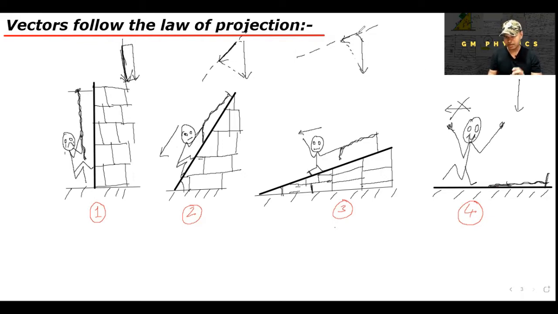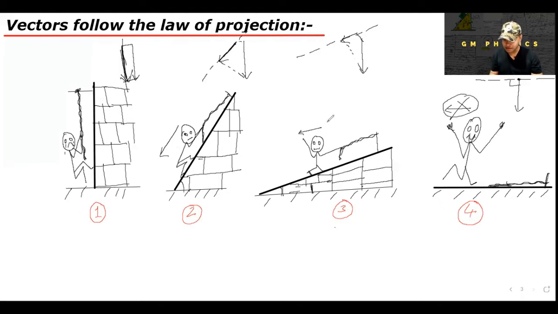So in case number 3, you get the image length is smaller, or you get the projection is smaller as compared to case number 2. In case number 4, if you see, the surface is parallel to the ground. It is making angle 90 degree. If you project this arrow on this surface, you get a point, means 0. So in this case, there is no force.